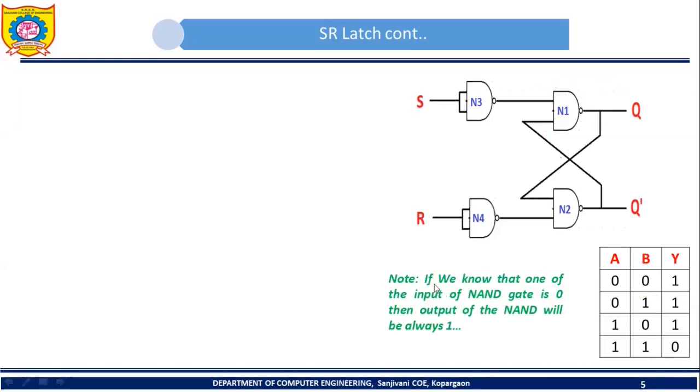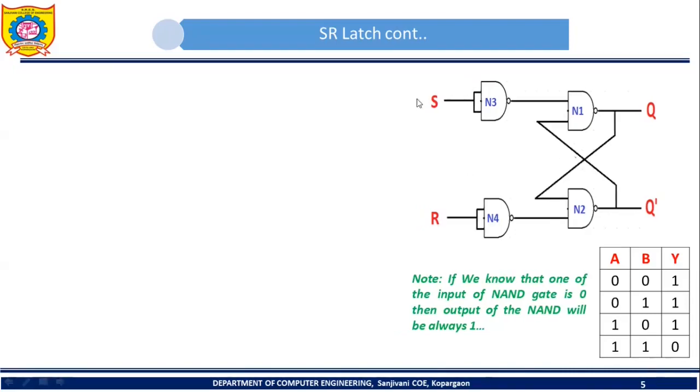So now we can conclude that if we know that one of the inputs of a NAND gate is 0, then the output of the NAND gate will always be 1. In this case, it is not required to know the status of the other input of that NAND gate.